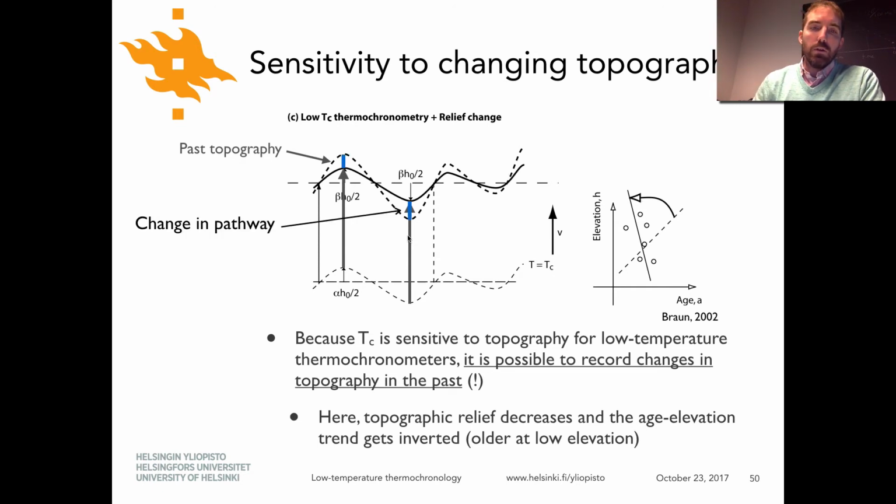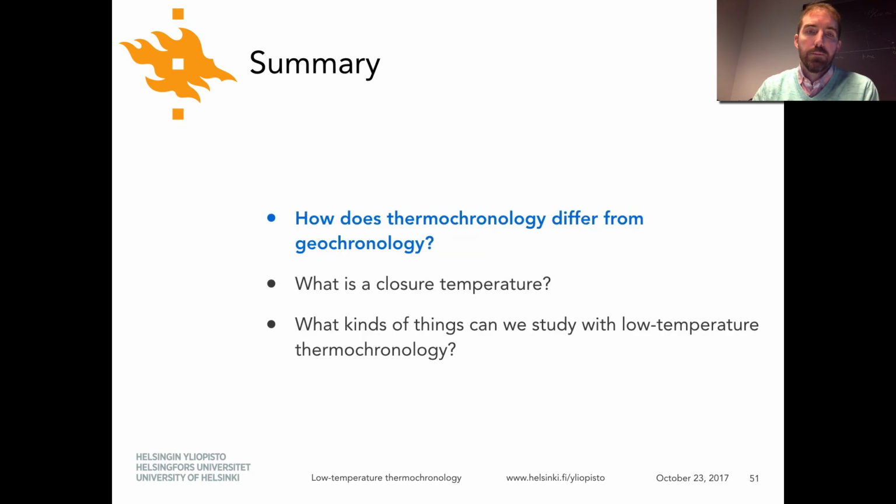So again, here's just showing the difference in the length of these vectors. We don't need to worry about this in detail for right now, but there are a few places where this relationship between sample age and elevation is opposite of what you expect, and that can be a sign that the topography has evolved significantly, which is kind of interesting.